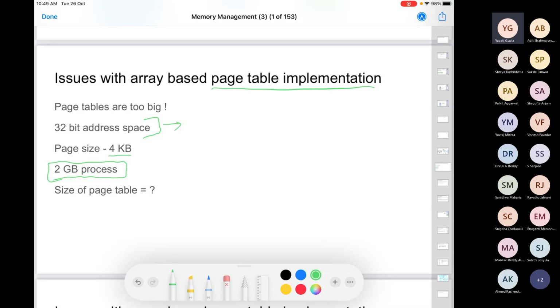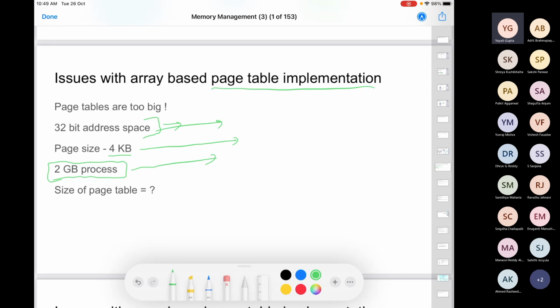So generally in 32-bit architectures, each of your processes is given a 2 GB virtual address space. If it is a 64-bit system, you have 4 GB virtual address space for each process, which is definitely huge. Why it is huge, we will talk about that. But assume that you have this 2 GB process. This is your page size. This is the number of address bits.